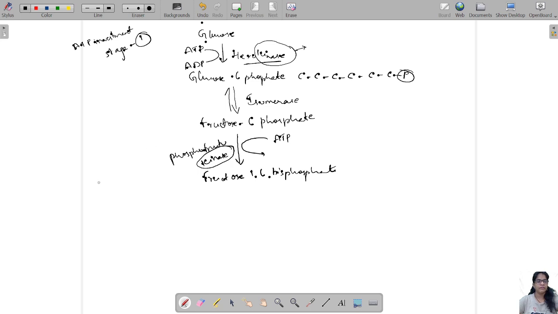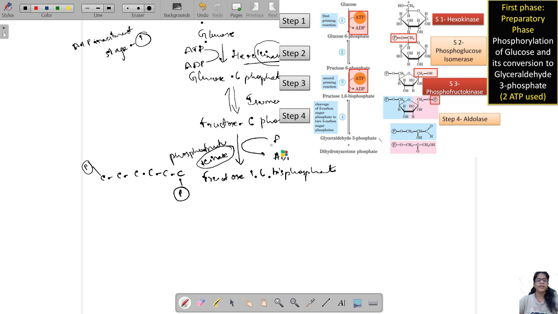So for example, this is your linear form of fructose, 1 2 3 4 5 and 6. This is your first position phosphorylated, and the 6th position is also phosphorylated. So here also ATP is converted to ADP, right? So for every glucose molecule, already 2 ATPs have been used. Now after fructose 1,6 bisphosphate, till this step it is called the stage 1 of glycolysis.